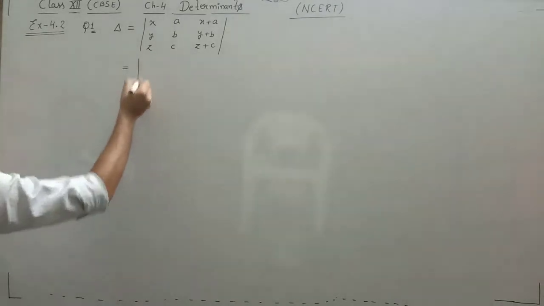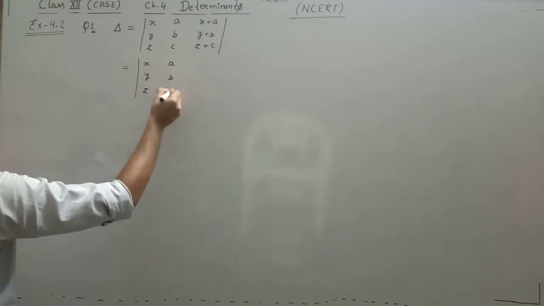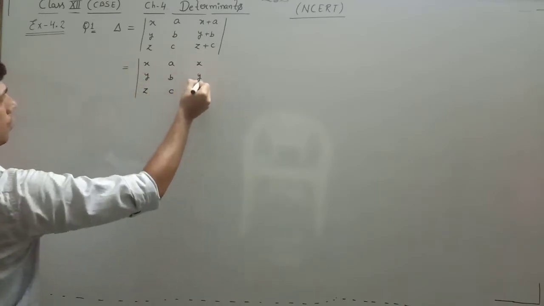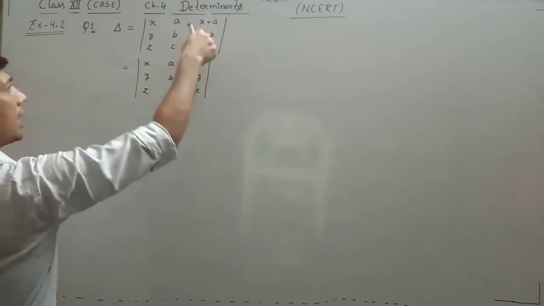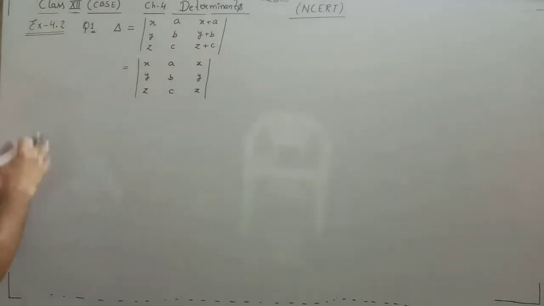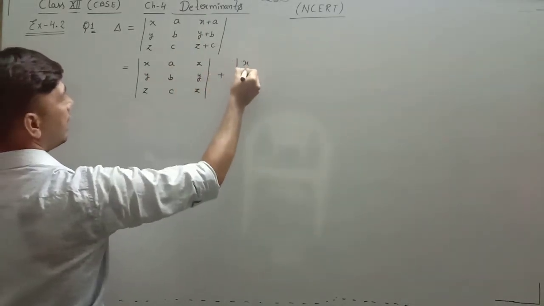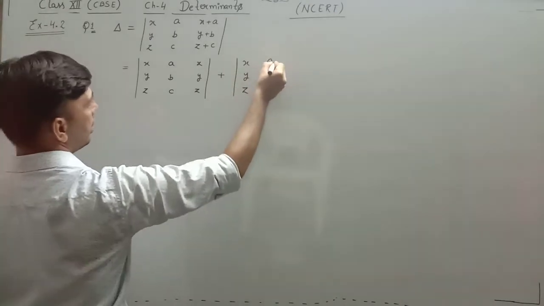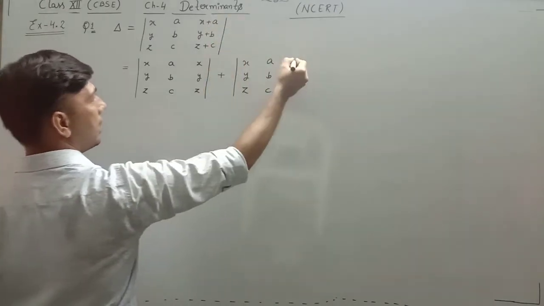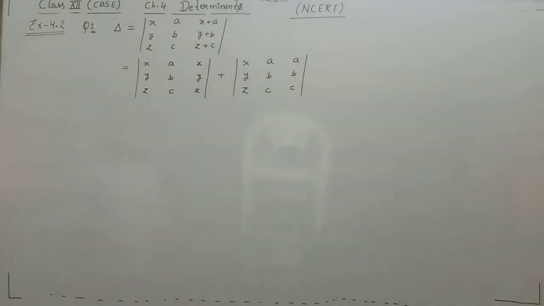Can you write like this? By the property, x, y, z, a, b, c, x, y, z. There is a property: if the elements of a row or column are in addition form, then you can write it as a sum of two determinants. We can write like this: x, y, z, a, b, c and this a, b, c. Is it clear? This is by property number 5. I have already explained to you.